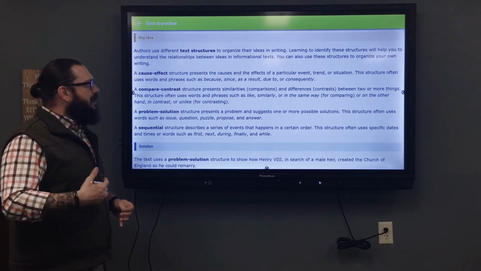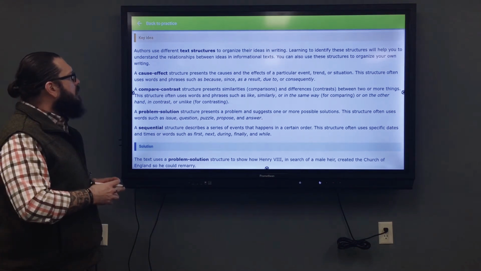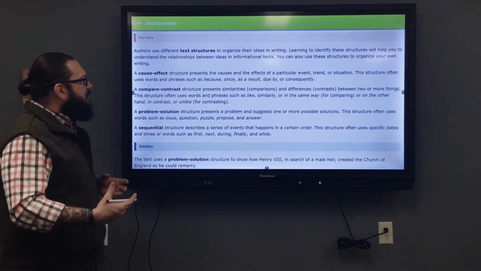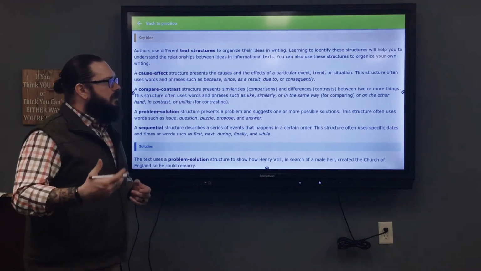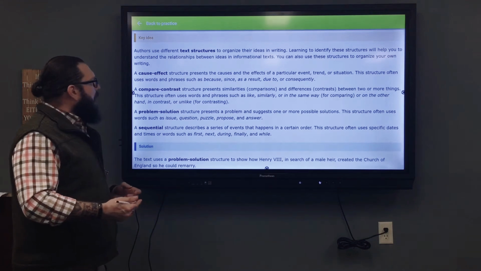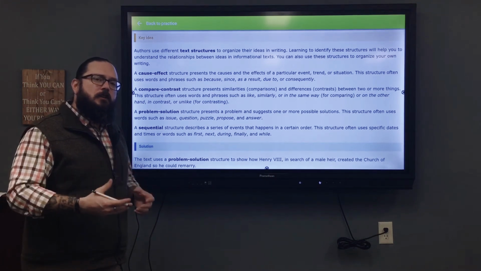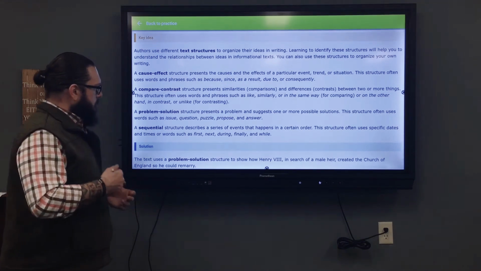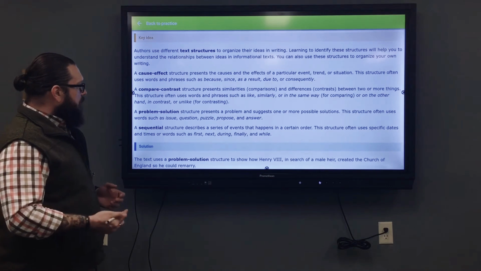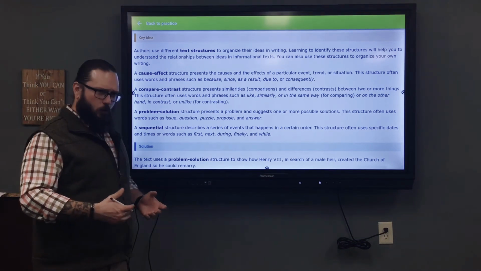first, cause and effect. The cause and effect relationship, of course, presents causes and effects of a particular event, trend, or situation. And we know that the cause and effect relationship is being used by identifying certain signal words. These words include because, since, as a result, due to, or consequently.